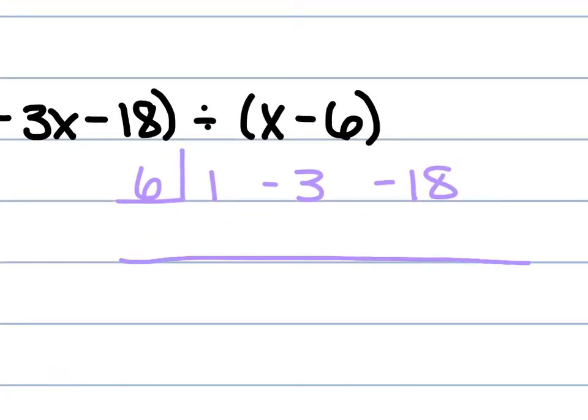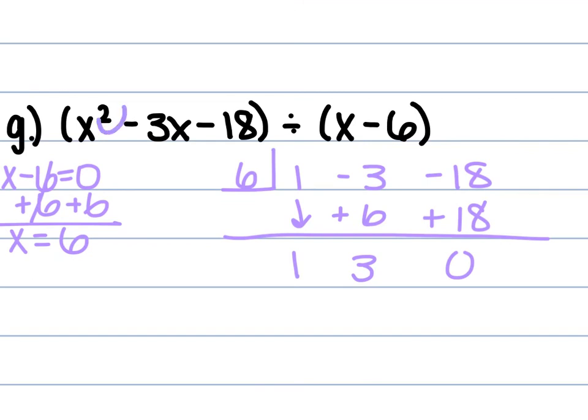We're going to bring down that 1. 1 times 6 is 6. Add that with the negative 3. We're left with a positive 3. 3 times 6 is 18. Add that with the negative 18. We're left with 0. So what did we start off with for our exponent?